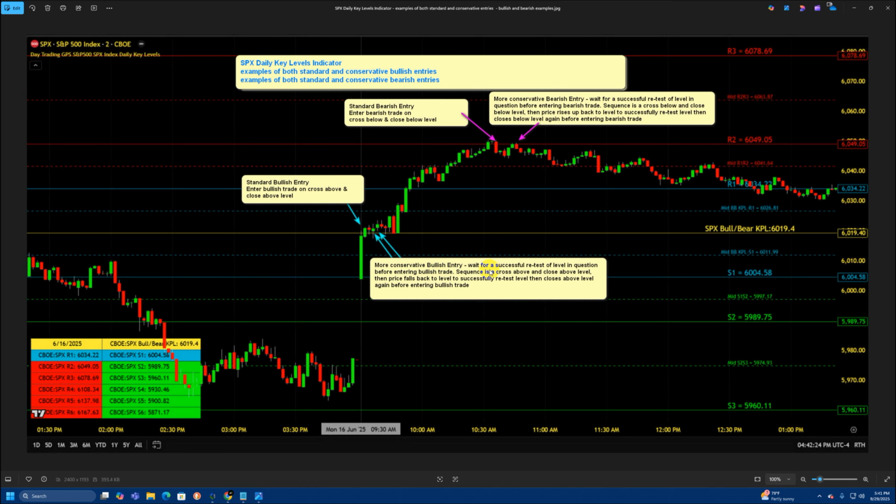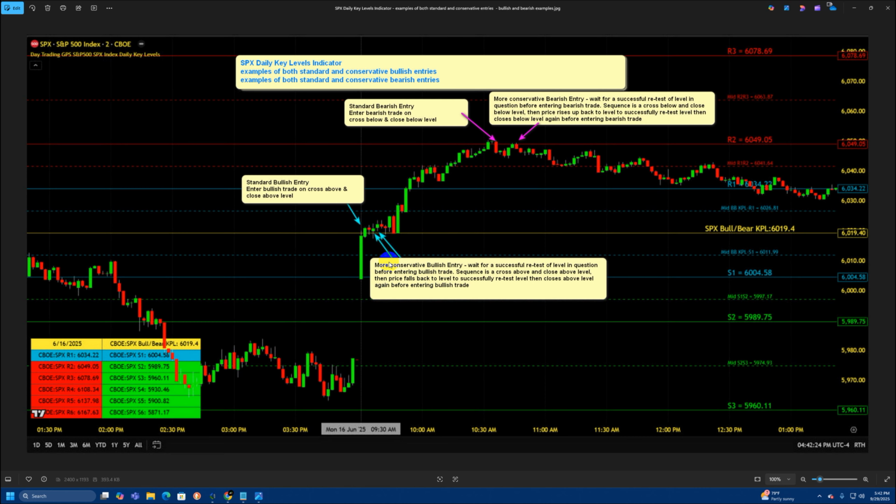So on this more conservative option, the sequence is you have a cross above and close above the level, which we have here, followed by price falling back to test the same level successfully, meaning it's coming back down, it's not closing below the level, it's successfully retesting the level and closing above the level. So it's cross above, close above, fall back to retest on a bullish trade, close again above that level. That is your conservative bullish entry that requires a retest.